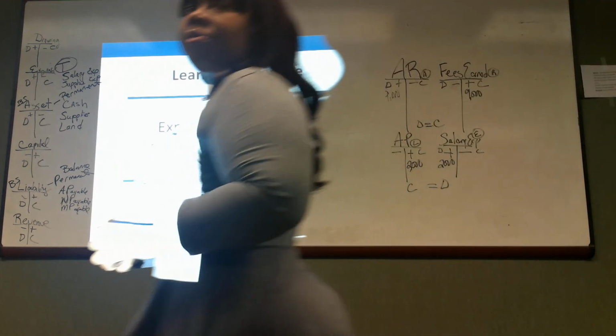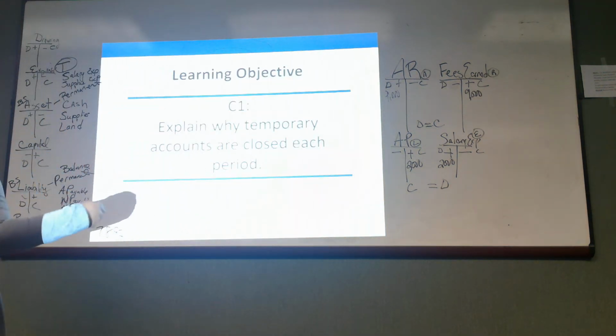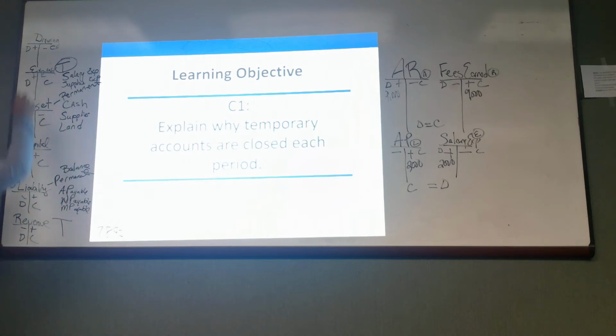Does that make sense? Cash is going to be ongoing. The previous day is going to impact the next day, but expenses and revenues, that's not the case. You can start at zero each new day to see this is how much I made on Tuesday. This is how much I made in week 2 of the month. This is how much I made in the month, or in the quarter, or in the year. Does that make sense? So revenues and expenses are temporary accounts, and those go on the income statement.